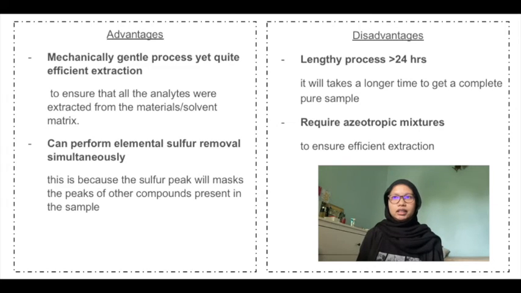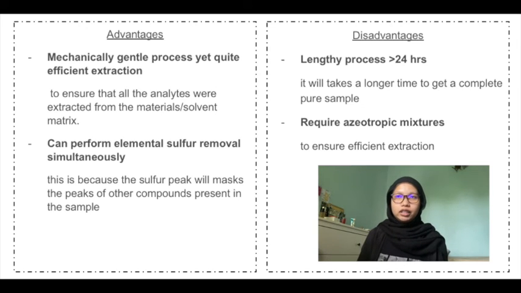This is because the sulfur peaks will mask the other peaks of the compounds present in the sample, which is probably the one that we want to see. So it is better to remove the sulfur before doing any analysis, such as chromatographic analysis. So that is the advantages.